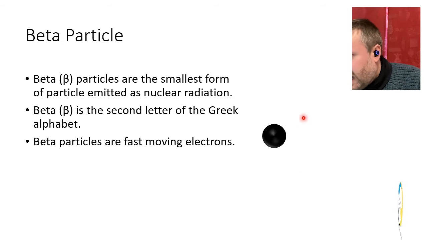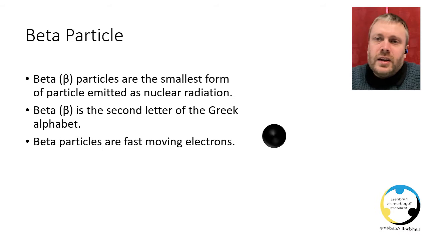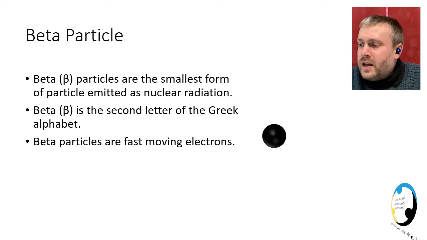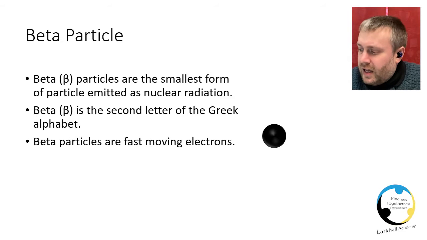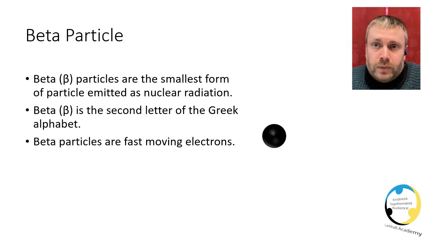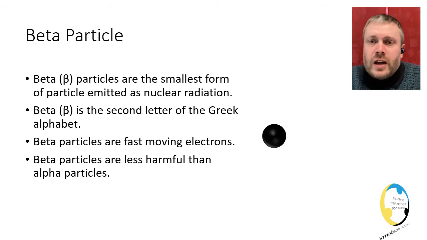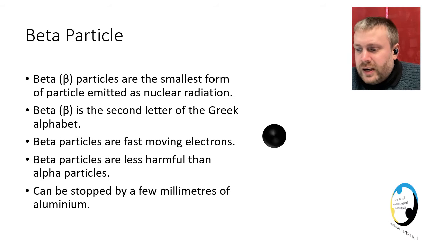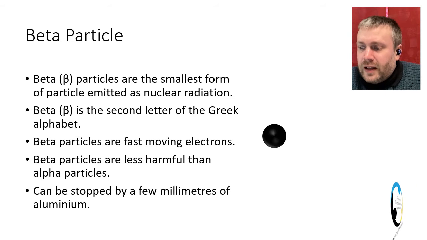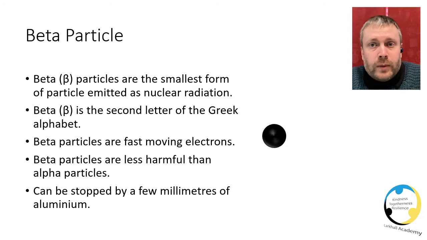This is an example here, just keeping in line with the previous slide where we introduced the atom. We have an electron here, moving very fast, and that would be emitted from the nucleus of the atom, and that would be a beta particle. Beta particles are less harmful than alpha particles, you'll be pleased to hear. However, they can travel through air much more freely, and if we want to stop them, we need a few millimeters of aluminium or something similar.